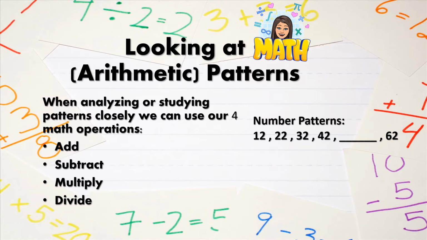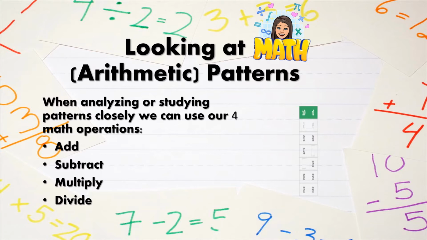So if we look at our tens place and all the numbers that follow 12, we can see that the pattern is adding one more 10 for each one of these numbers. The ones place does not change, so we can say that the rule for this number pattern is to add 10 to each number. So if we were going to go back to 42, we could add 10 and we would end up with 52 as our missing number.